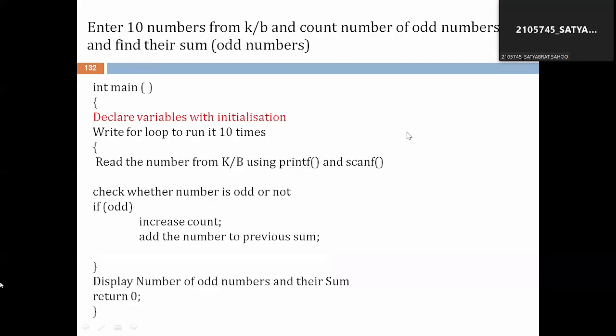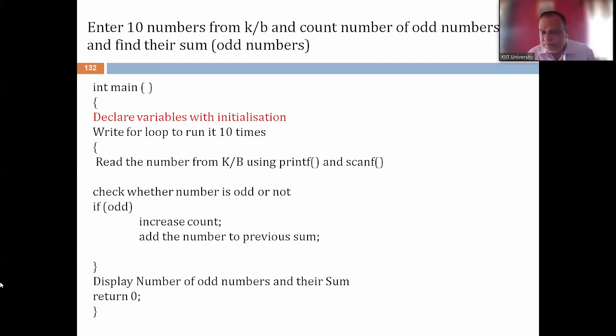Next, I'm doing a very small program before this. Enter 10 numbers from the keyboard, count the number of odd numbers and find their sum. I will enter 10 numbers from the keyboard. If it is odd, I'll count it and find the sum of odd numbers only. If it is even, I'll discard the number. I will not do the addition. Is it understood? Yes or no?